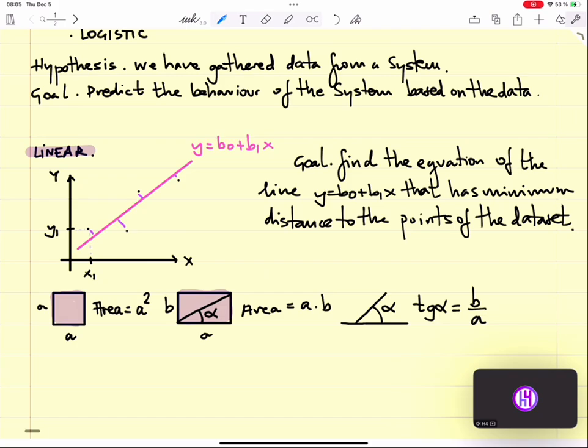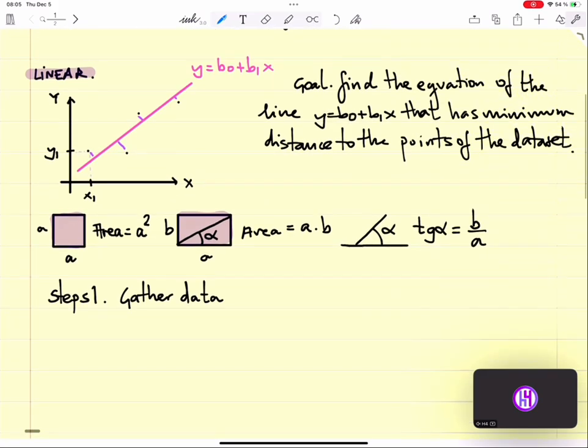So steps, like any algorithm, we have step 1, 2, 3, 4. The first step is to gather the data. As I said, I will give you this step done in the exam, so you don't need to take care of it really.